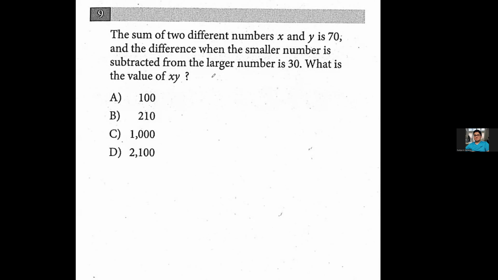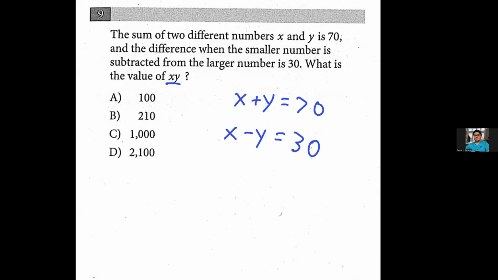As for question 9, we have sum is 70, so x plus y is 70, and the difference is 30, so either x or y. I guess we'll just choose x because it doesn't really matter in this case. So x minus y equals 30. We're asked to find the value of x times y.